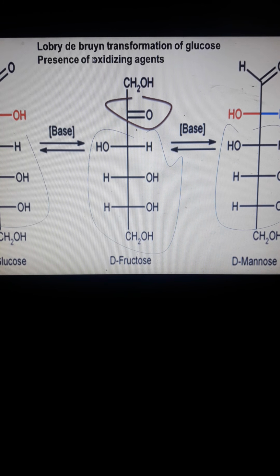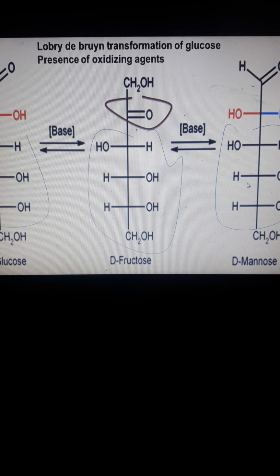So, Lobry de Bruyn transformation of glucose, in the presence of an oxidizing agent. So, this one, we discussed already in the epimerism property of the structure of glucose. So in the presence of an oxidizing agent, for example a base, usually glucose is converted to a ketone. That's why I told you it is in the process of oxidation, at the same time dehydrogenation. So this is an oxidation process.